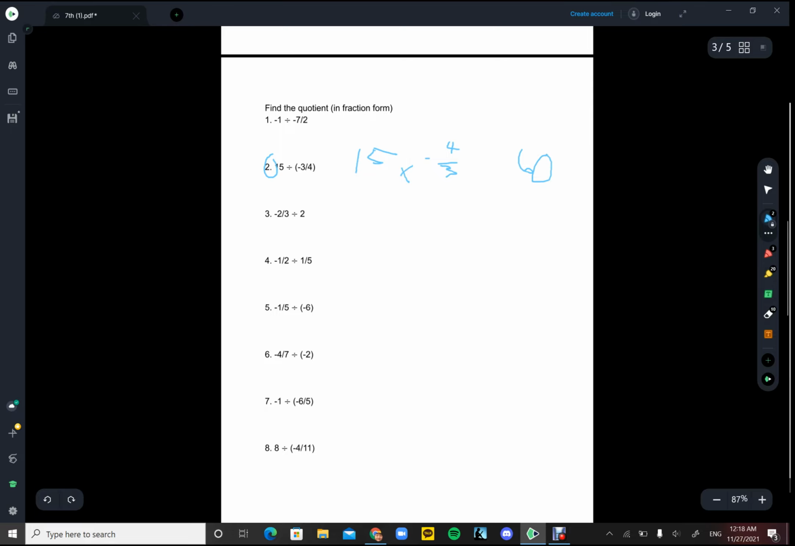And since 15 is the same thing as 15 over 1, 1 times 3 would be 3. And you don't forget to transfer the negative to here. So you would end up with negative 60 divided by 3, which you would get an answer of negative 20.